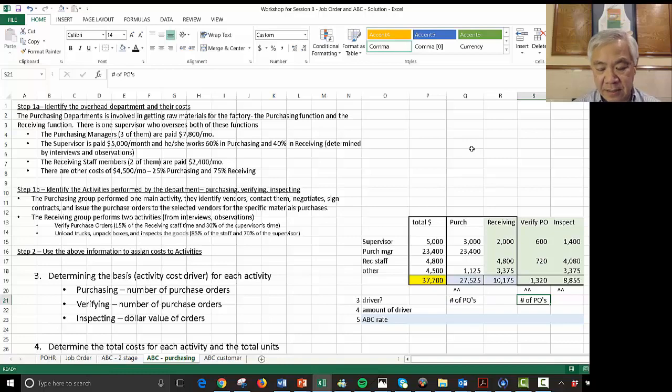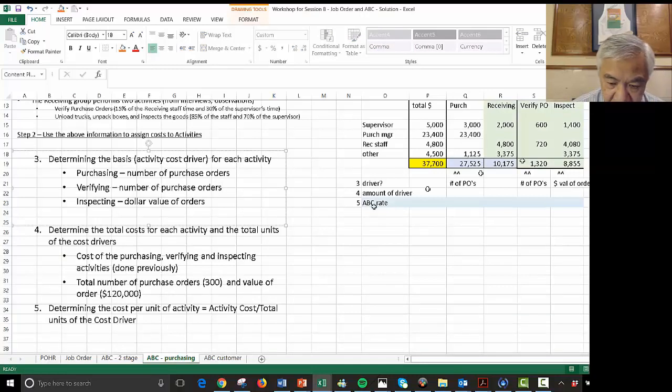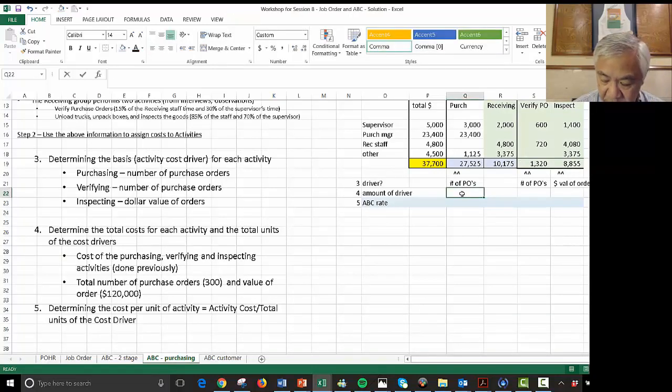And the verification is also by purchase orders, but the inspection is allocated based on dollar value of the order. Next we say, okay, now we have a driver. How much do we expect to have during the entire period? And the number is, right here, 300 and 120,000. So this is 300, this is 300, and this is 120. So now we have what we need, which is a dollar amount and the basis of allocation, the driver.